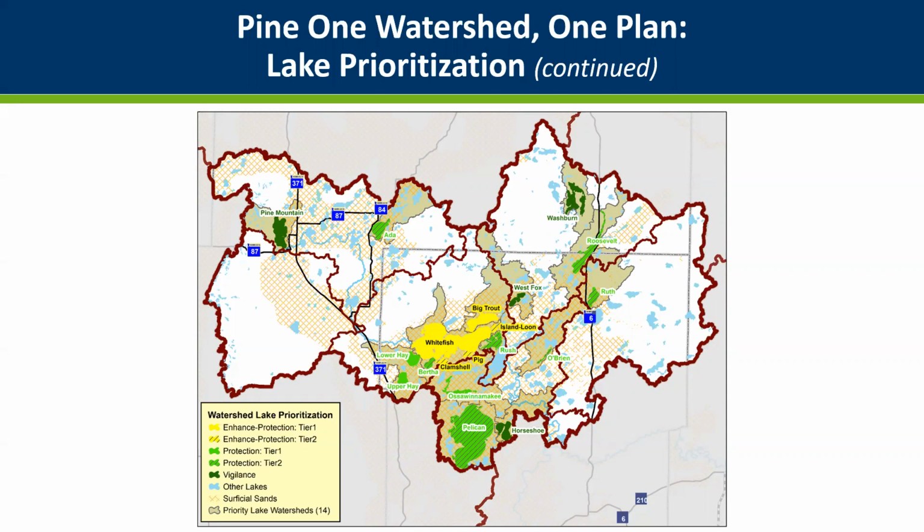So this is an example of a priority lake. Pelican as well, the south center part of the map, very important, a high-quality, large, deep lake, not at 75%. Then the next slide, please.